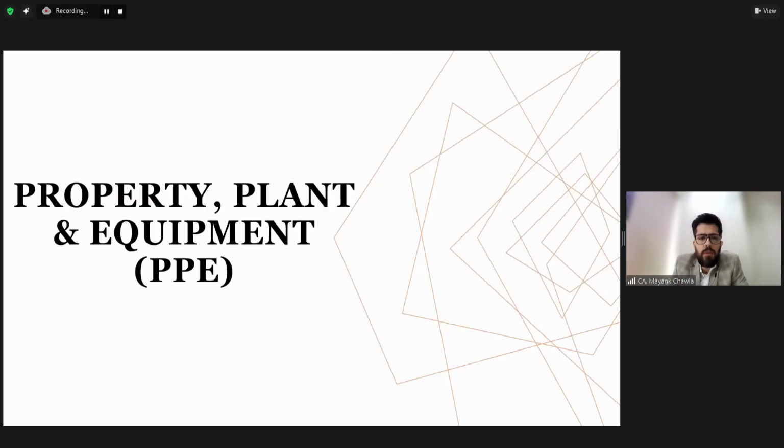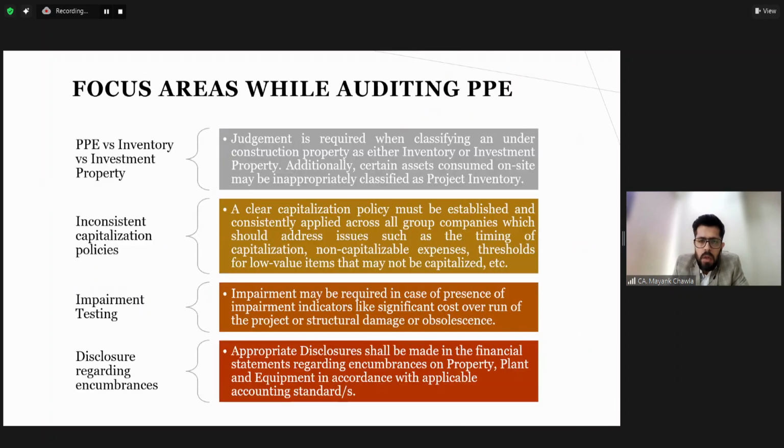So moving forward to the next part, property, plant and equipment. When it comes to PPE, these are the key focus areas that we may look at. One, we have already discussed differentiation between PPE, inventory, and investment property. Then there may be inconsistent capitalization policies, like one item may be capitalized in one project, and in another project it may be transferred to inventory.